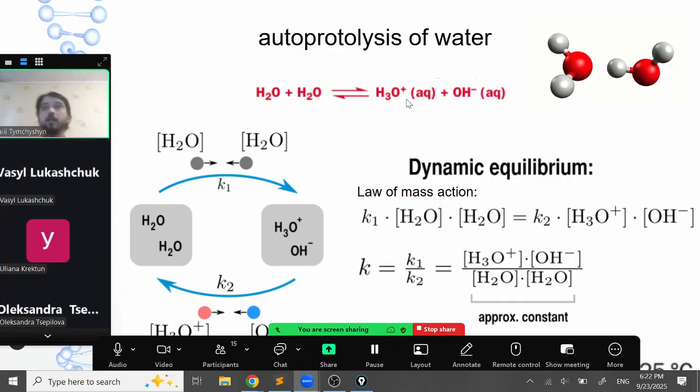And this is the slide I probably want you to consider more carefully. This is the autoprotolysis of water. Here you see a reaction where two water molecules react and create basically H3O plus, the hydronium ion, and OH minus. Here is this reaction depicted in the form of some sort of 3D spheres, so you see how that happens.